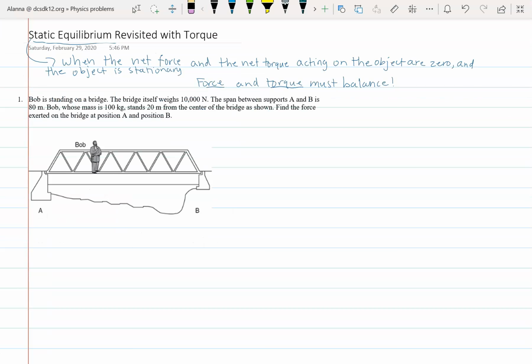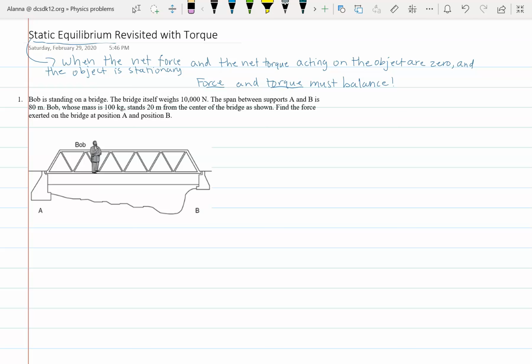In this video, we are going to take a look at static equilibrium, this time with force and torque. Last semester we just looked at it in terms of force. Now we're going to redefine static equilibrium as when the net force and the net torque acting on the object are zero and the object is stationary. So the goal with these problems is we have to get the force and the torque to balance.